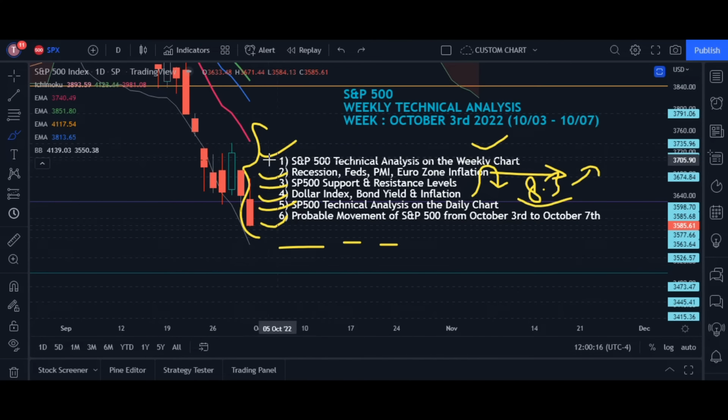So guys, before I proceed with the S&P 500 technical analysis on the weekly chart, let me clear this thing, that this technical analysis is not financial advice of any kind in any form or manner. This technical analysis is not an advice to place your orders or to place your trades in the stock market on a particular price level or strike or whatever.